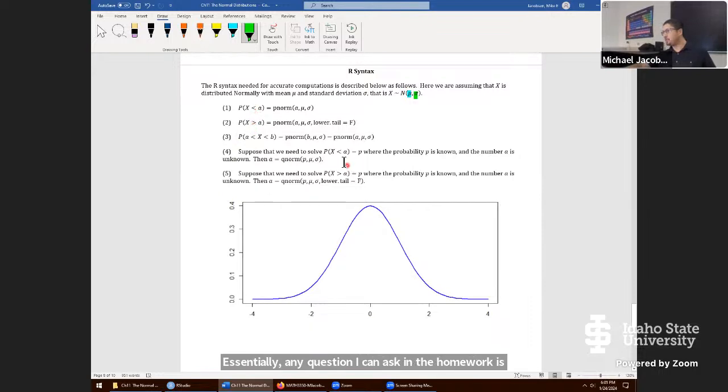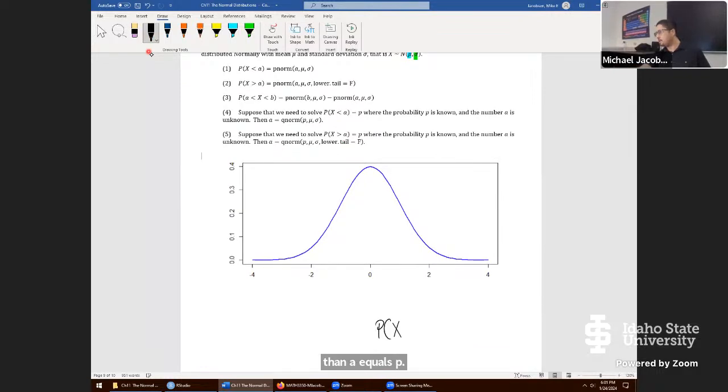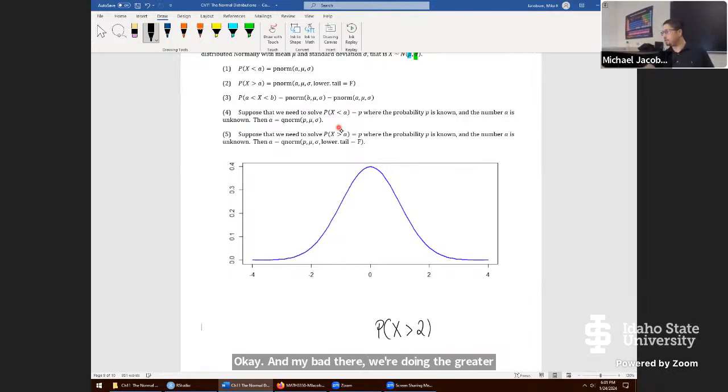I think kind of interesting ones are maybe 4 and 5. We just did 4. We use the Q-norm function where X is less than something. So let's illustrate 5 next. Suppose you're solving probability X greater than A equals P. Let's put in a specific value. My bad there, we're doing the greater than. So let's pick greater than right here. Let's go for X greater than A.